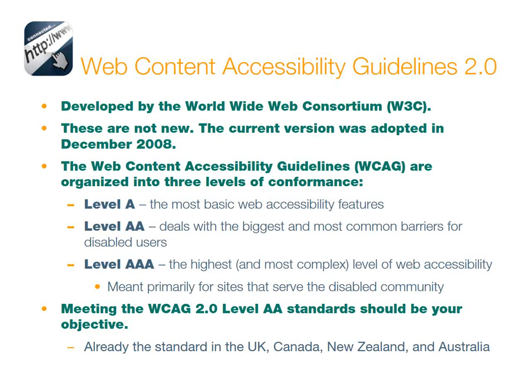There's a level AA, which basically includes all the level A requirements and builds on it with some additional requirements. And there's a level AAA, which is the most complex level of web accessibility. And it's really primarily meant for sites that serve the disabled community. So when we talk about these 3 levels, it's really level AA that should be your objective when it comes to meeting these WCAG standards. So meeting the WCAG 2.0 level AA standards should be your goal.